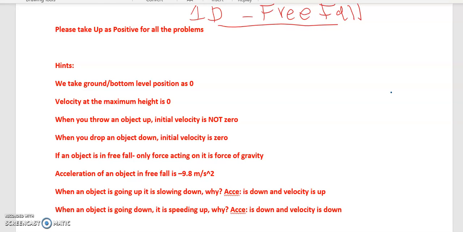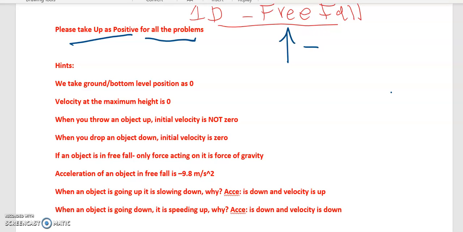Alrighty guys, so we're going to discuss the answers for 1D kinematics free fall problems that you did in the collaboration space. So please keep in mind that there are certain things we need to know before we solve a problem in free fall motion. So first thing is we always take up as positive for all the problems.